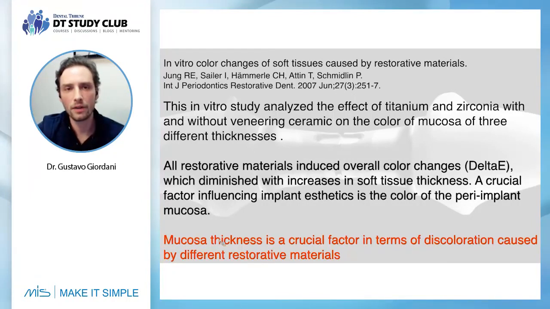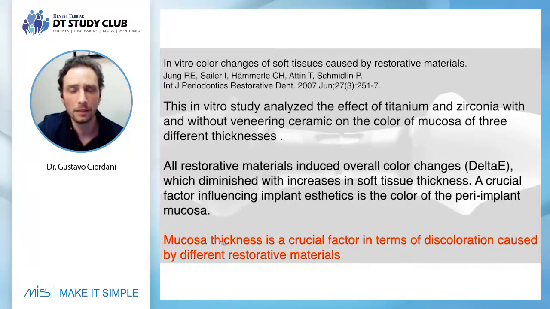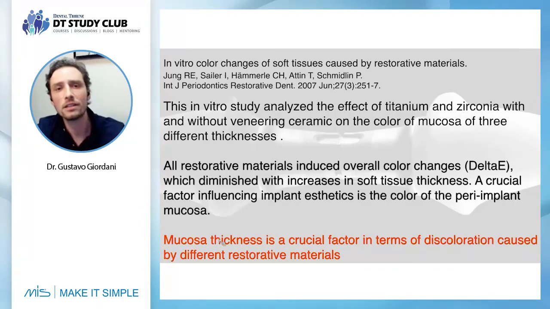Zirconia, zirconia with ceramic and metal. And he saw that when you have less than 2 millimeters thickness of soft tissue, the color of the tissue, even if you use zirconia or ceramic, was always different compared with the natural tooth. So it's very important to have a thick tissue to also have very good aesthetics, because if you have less than 2 millimeters and you use a zirconia or a zirconia with ceramic or a metal abutment, you're gonna have influencing color.